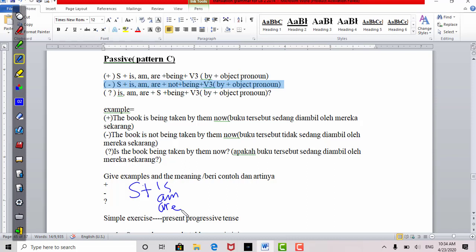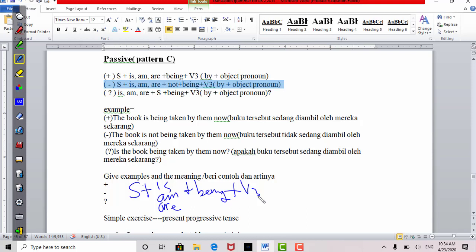Subject plus is, are. Alright, and then plus being, this one is a must, you have to put being, and then plus verb 3 of the verb, like take, took, taken; sing, sang, sung; play, played, played; drink, drank, drunk. You have to know the verb 3 of the verbs. It means you should have the knowledge of the verb 3 of the verb. Jadi kamu harus tahu bentuk kata kerja ketiga dari sebuah main verb atau kata kerja dasar.